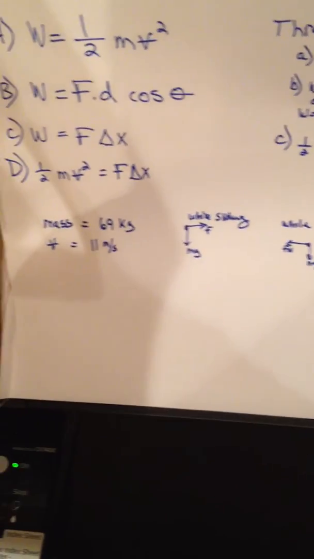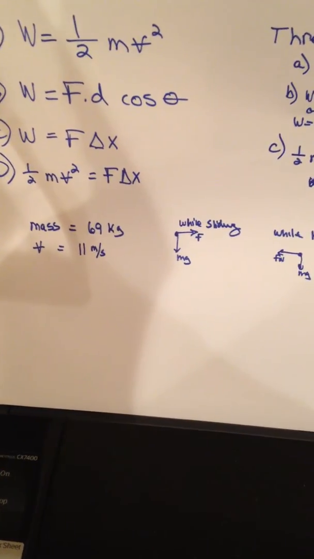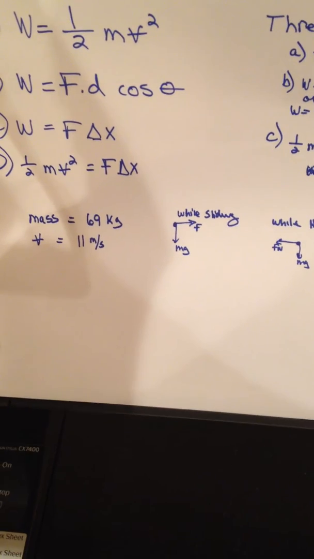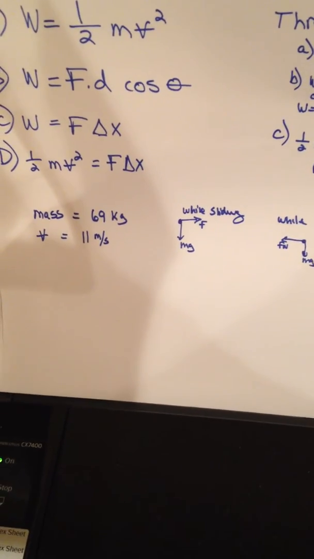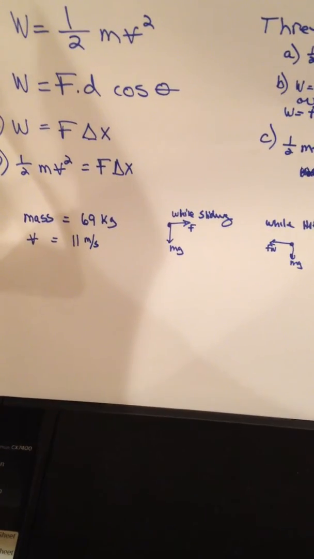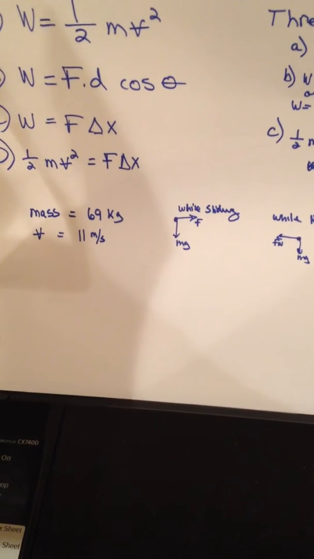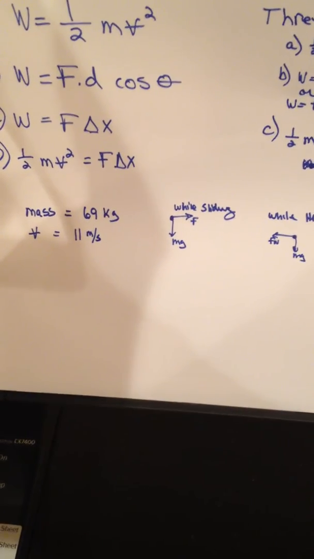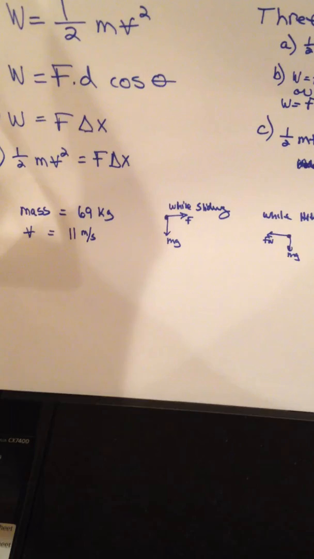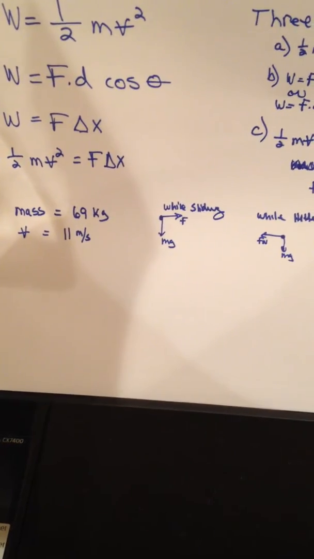Okay. So right here the problem calls for a ice skater. And he's skating and he's got a mass of 69 kilograms. And he falls on the ice, and it's frictionless ice. And he's sliding at a velocity of 11 meters per second.